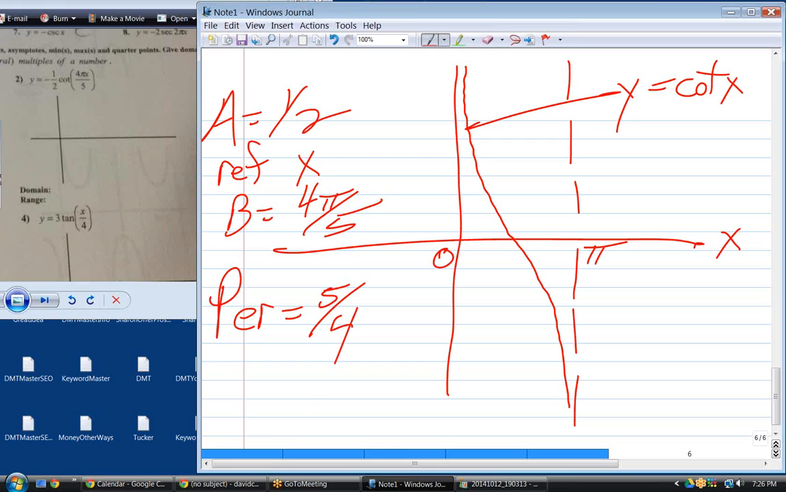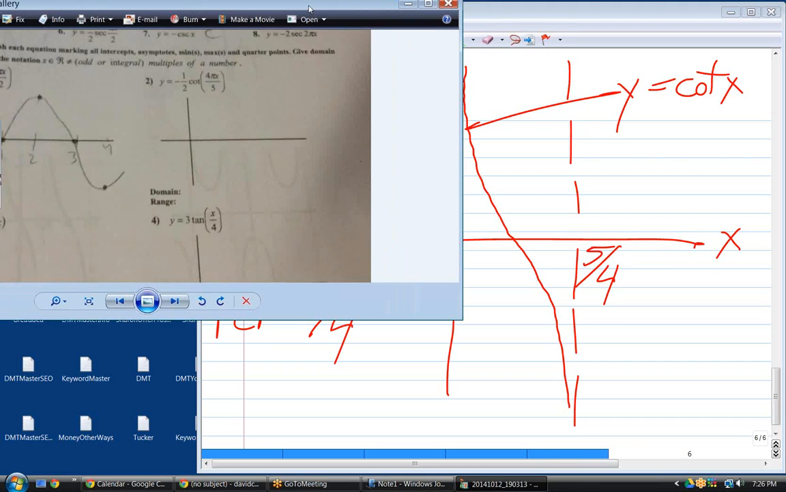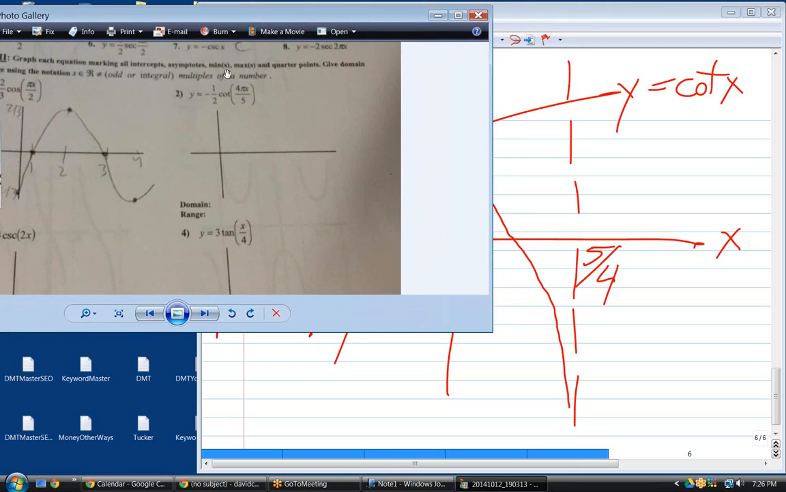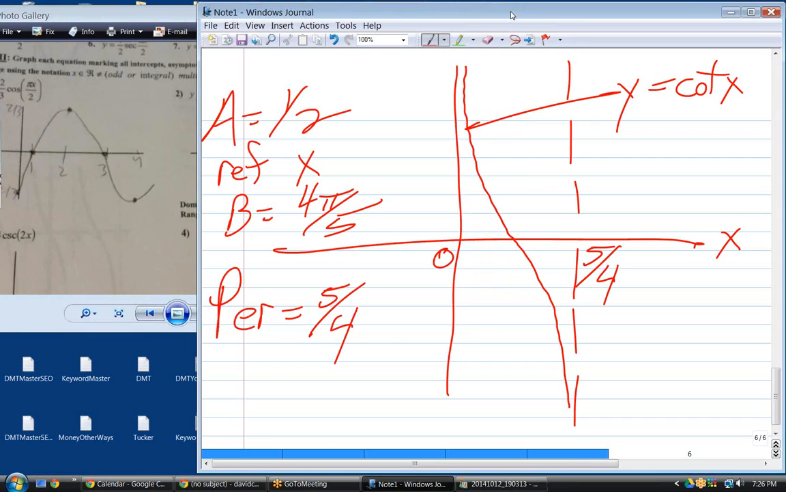And there's nothing else going on here either. All right. So what is this mark right here supposed to be? It's 5/4. In other words, that's the period. So this has to be 5/4. Okay. Let's see. What do they want? They want the intercepts using this notation. Okay. What are my intercepts? What's this point right here? That is going to be 5/8. What's this next intercept going to be?